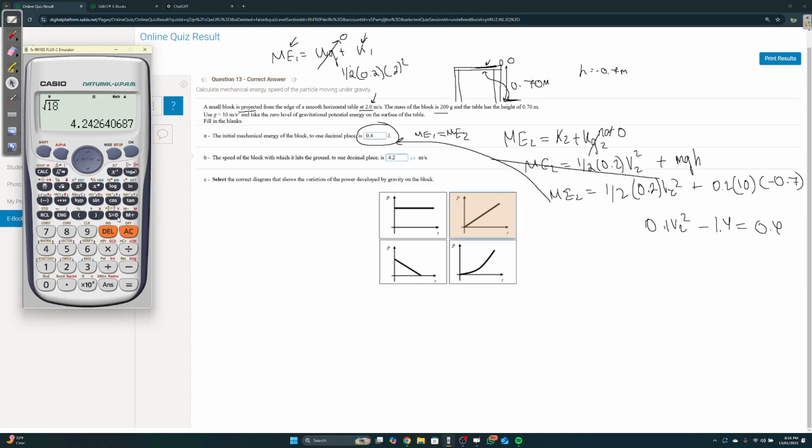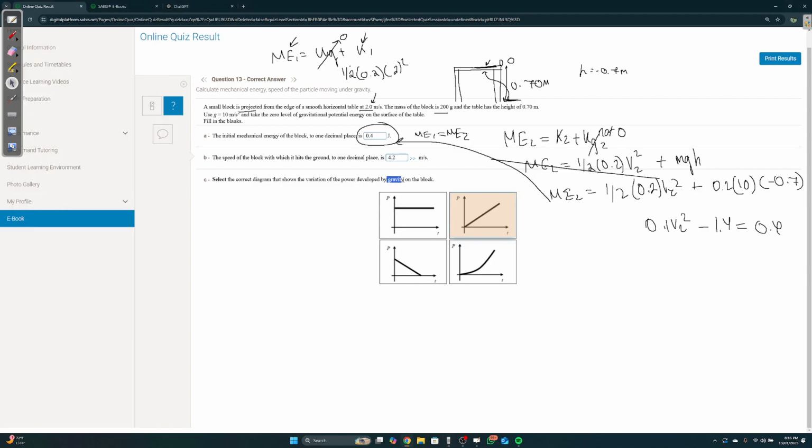If you solve it on your calculator, you get 4.2 to 1 decimal place. Easy. Select the correct diagram that shows the variation of the power developed by gravity on the block. Power is equal to the change in work divided by time, or force times velocity. Since velocity is increasing, the force is constant.